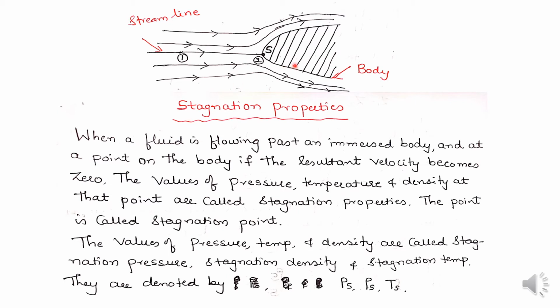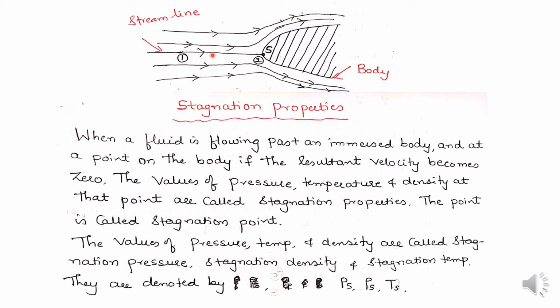You can see here a body immersed in a fluid. The shaded part is the body, and this is the fluid flow. The fluid is flowing in a streamline. When a fluid is flowing past an immersed body, and at a point on the body the resultant velocity becomes zero, the values of pressure, temperature and density at that point are called the stagnation properties, and the point is called the stagnation point.